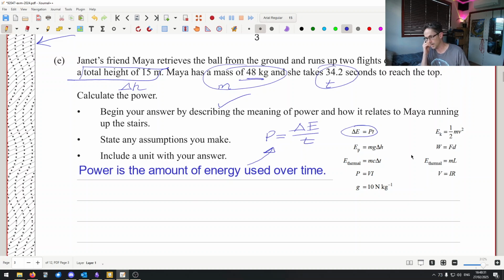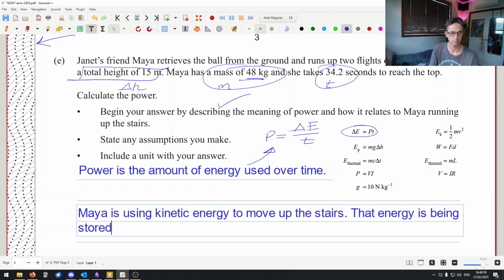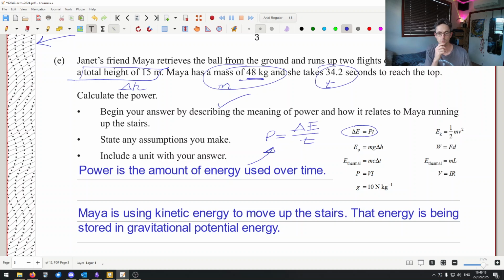Now, how does it relate to her running up the stairs? In this case, she's using energy to get up the stairs. And so what we could say is she's using kinetic energy to move up the stairs. That energy is being stored in gravitational potential energy. There's a change in energy there. She's using kinetic energy, her movement energy, to go up the stairs and storing that as gravitational potential energy. Cool. All right.